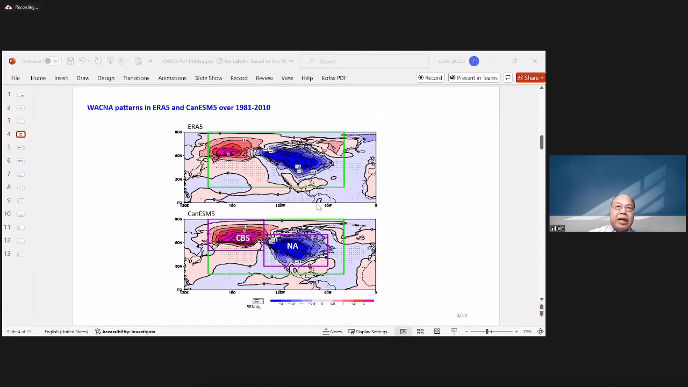Now let's look at the results. This slide here shows the WACNA pattern in ERA5 and CanESM5.